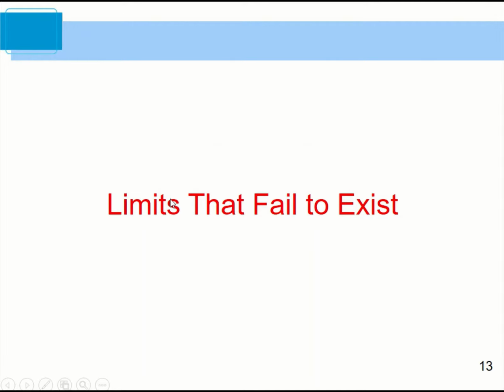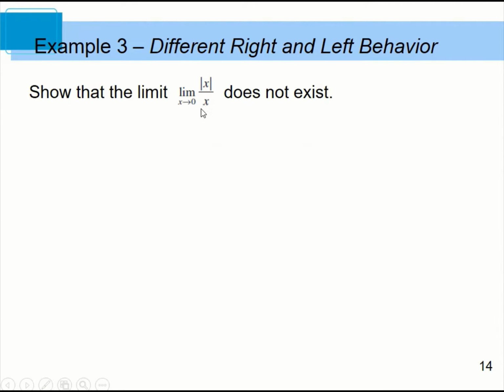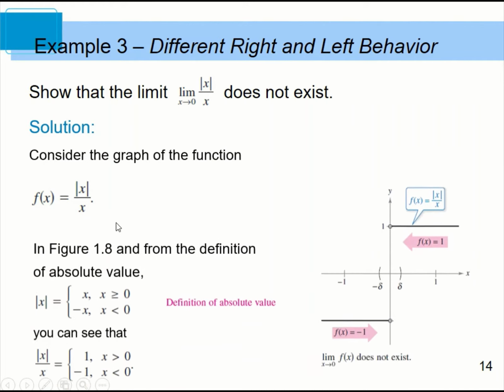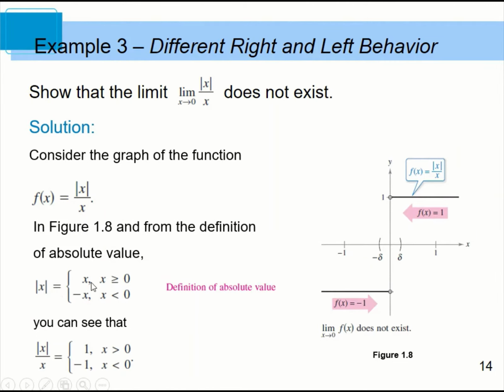Next, we are going to see under what situations the limits fail to exist. Let's consider this function, absolute value of x over x, and we want to show that the limit when x approaches 0 for this function does not exist. First, let us consider the function. When we consider the absolute value of x, we know that the absolute value of x is x when x is more than 0, and the absolute value of x is negative x when x is less than 0.